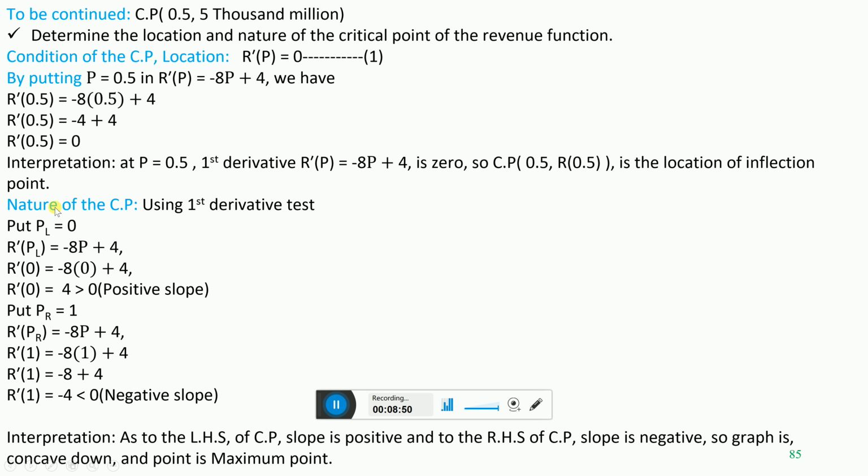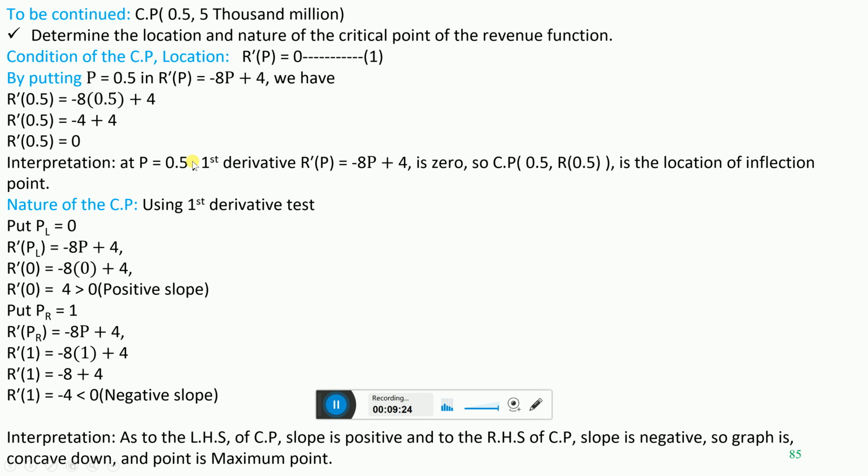Let me repeat again the nature of the critical point using the first derivative test. In the first derivative test we discussed before this, we check the slope of the function to the left hand side of the critical point and then to the right hand side of the critical point. If to the left hand side the slope is positive, and to the right hand side the slope is negative, then the graph of the function will be concave down and the point is the highest point along the graph.